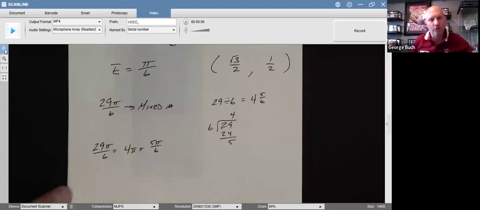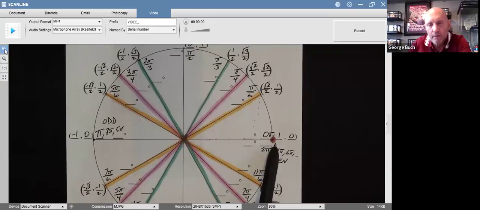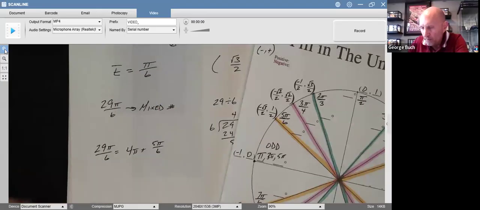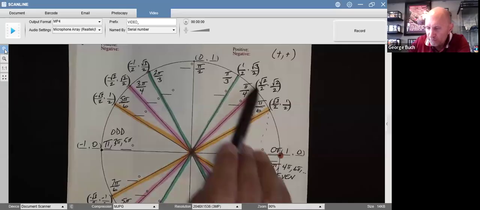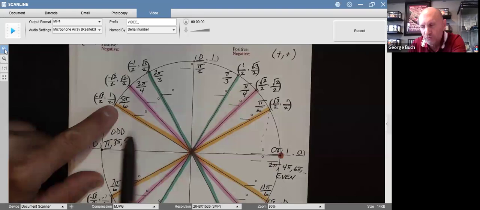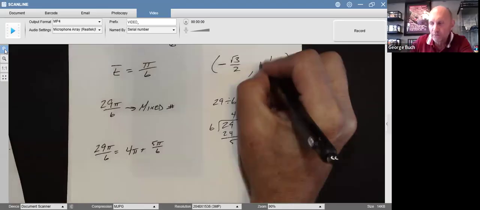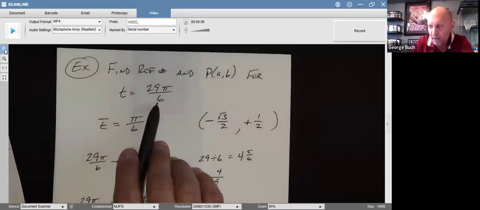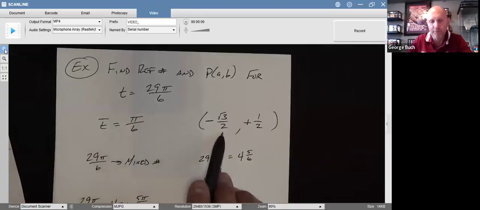Now, go to our unit circle, because I have all these values now. So 4 pi is what? Well, it's even, so it's over here. But then I still have to go a distance of 5 pi over 6. Well, 5 pi over 6 is what? It's over here. So from this red, move a distance of 5 pi over 6, which puts me here in quadrant 2. And in quadrant 2, I know that x is negative and y is positive. So therefore, the reference number and point for 29 pi over 6, the reference number is pi over 6, and the coordinate is negative root 3 over 2, positive half.